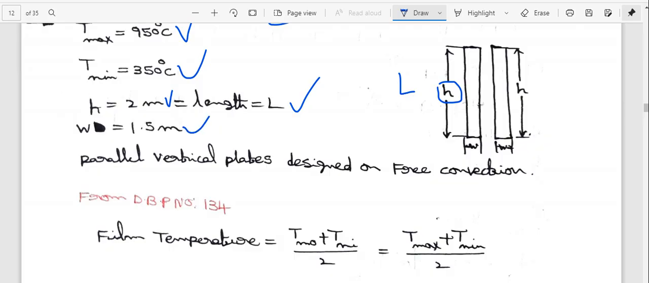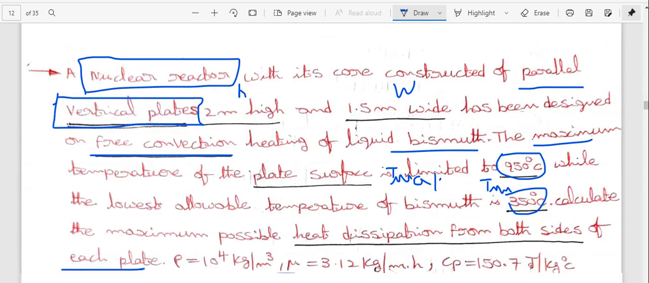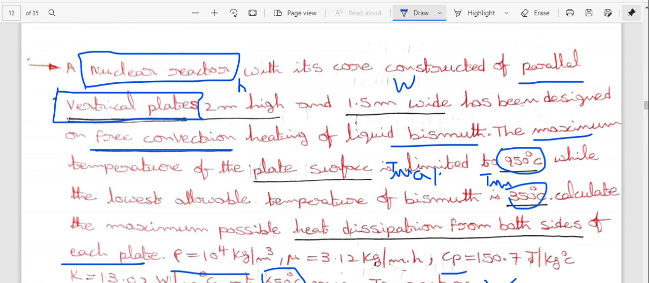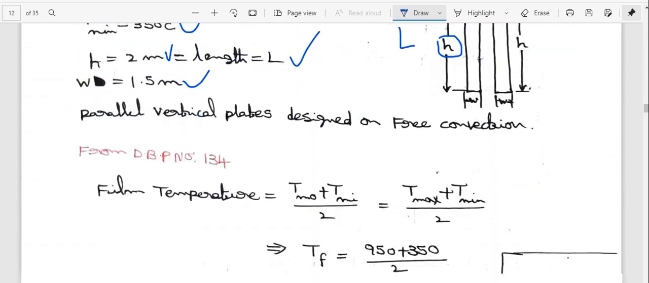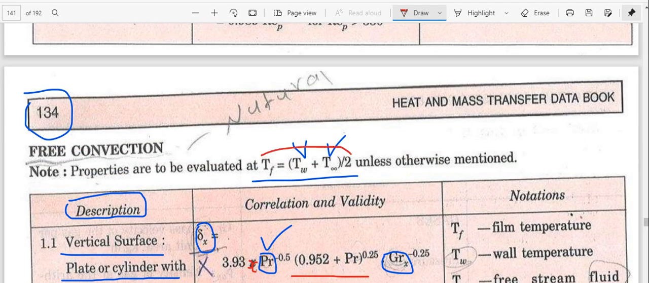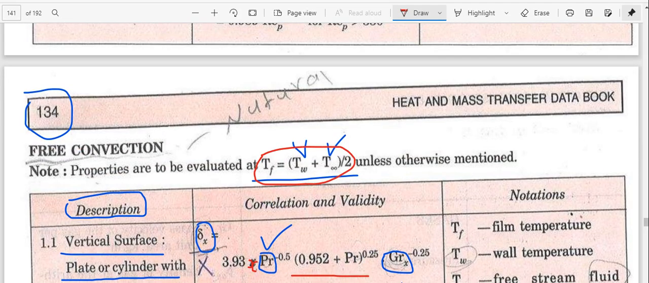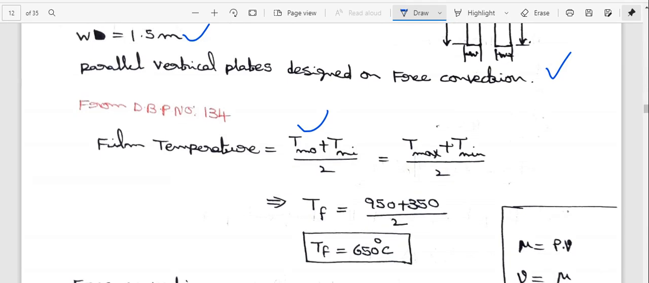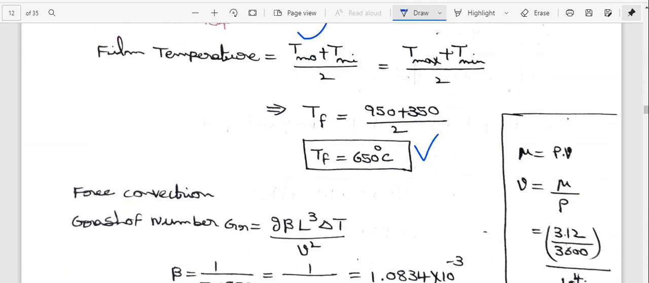In the question, the parallel vertical plates have been designed on free convection, so we need to consider the free convection formula. Here we need to calculate the T film temperature: maximum temperature plus minimum temperature by 2. That means the T film temperature is equal to 650 degrees.